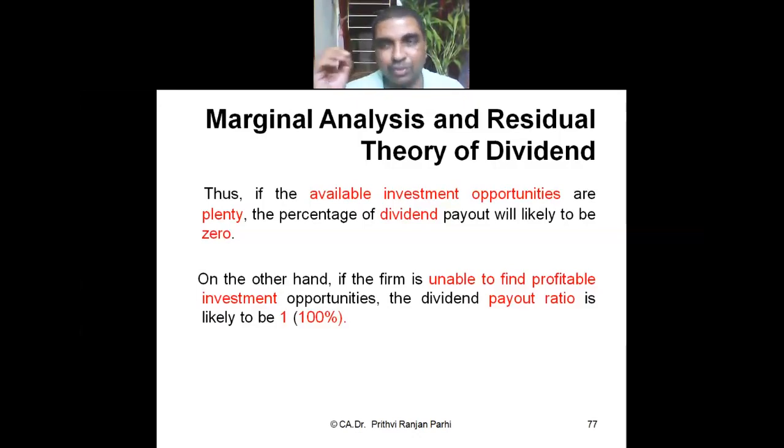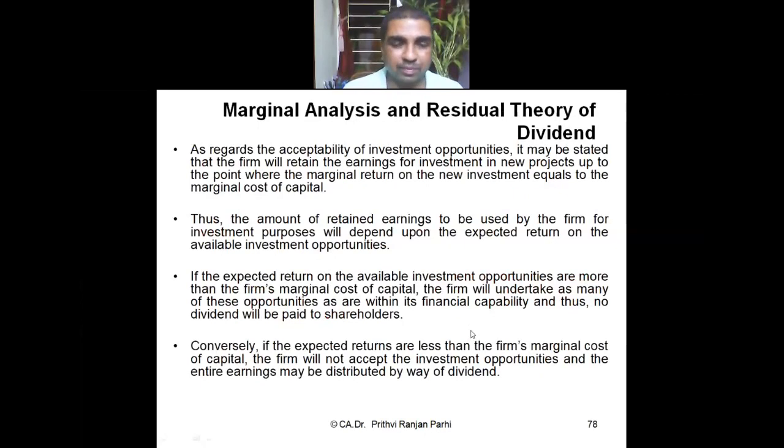If the firm is unable to find any profitable investment, then the payout ratio should be 1. 1 means 100%. The payout ratio should be 1, which means 100% should be paid.